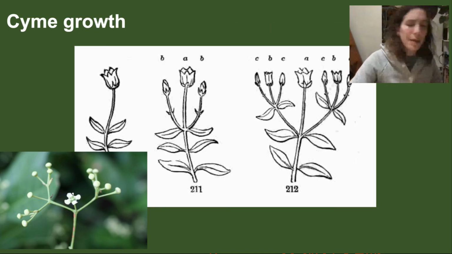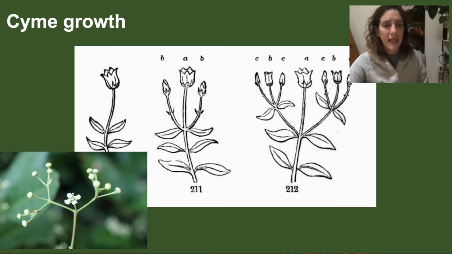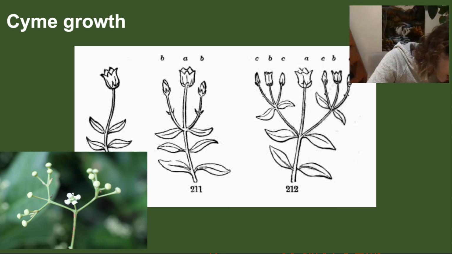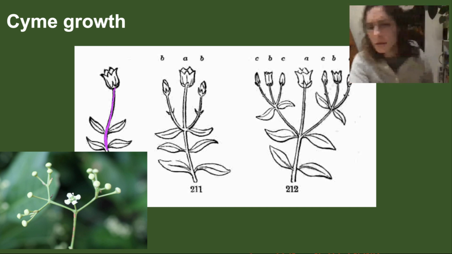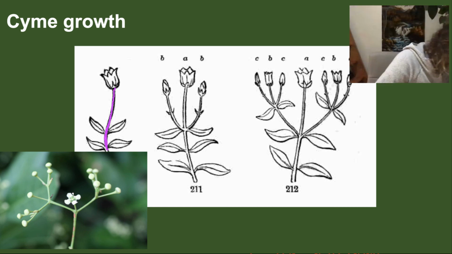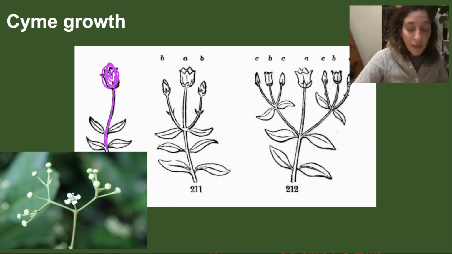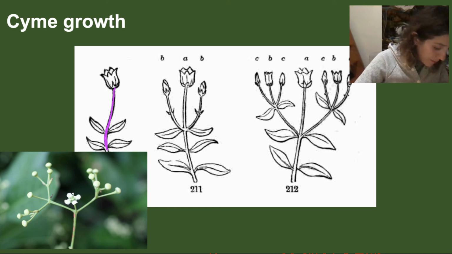Cool. Cyme is a very complicated one. I thought I'd save it for last. Here's a little picture on the bottom left. What happens is this branch, the original stem, or at this point you'd call it the peduncle, terminates at a flower. So this is the very first flower. It ends up being the oldest flower as time goes on, right?